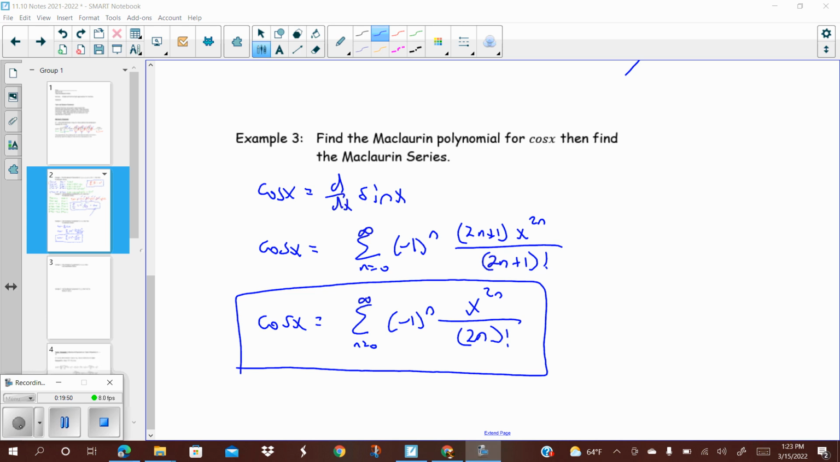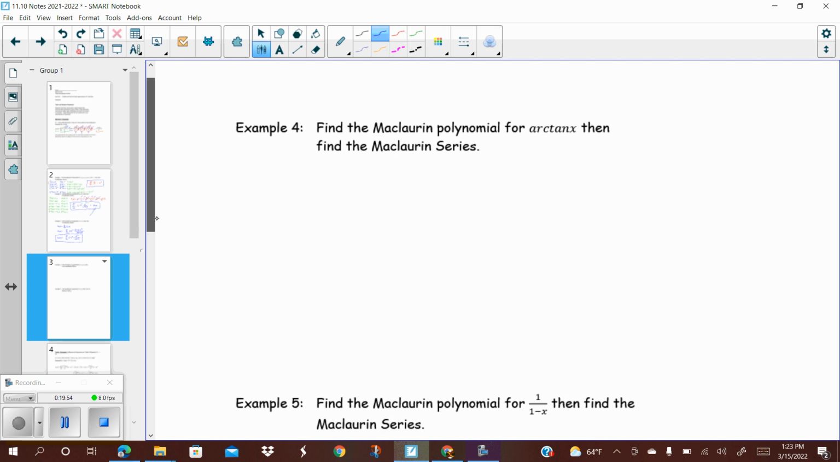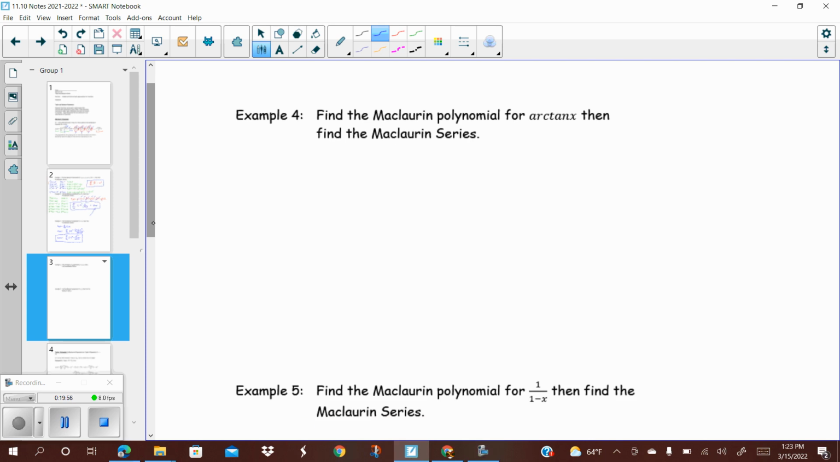All right, let's go ahead and develop two more. So now we are going to find the Maclaurin polynomial for the arctangent of x. And we'll write the Maclaurin series for that. So what we need, once again, same as before, we need the original function, which is arctangent of x. And we'll need derivatives so we can start developing the pattern. So we know the derivative of arctangent of x is 1 over 1 plus x squared.